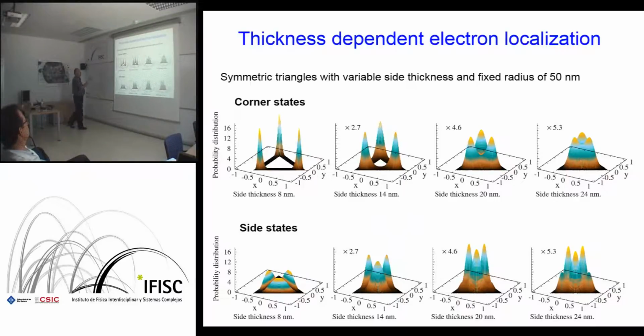Then we did a study of the localization of the corner states and of the side states with variable aspect ratio, keeping the same radius and increasing the thickness. So you can see the evolution of the corner states when the thickness increases 3 times, and here the side states. And then you see that side states actually start at some point populating the corners if the thickness increases.